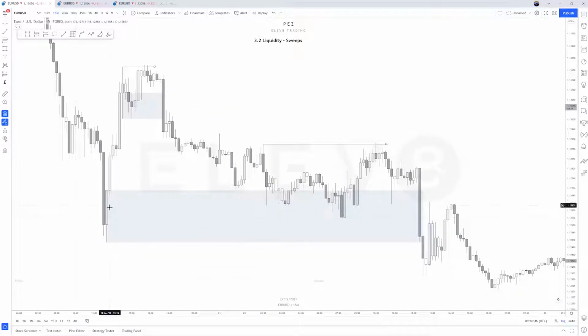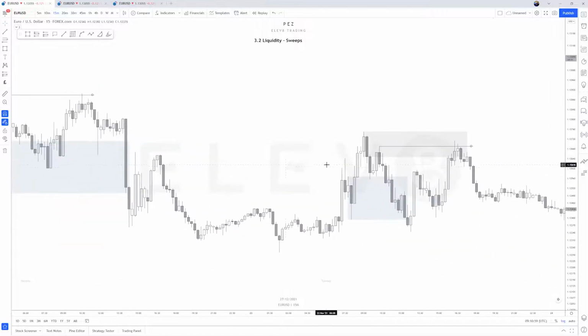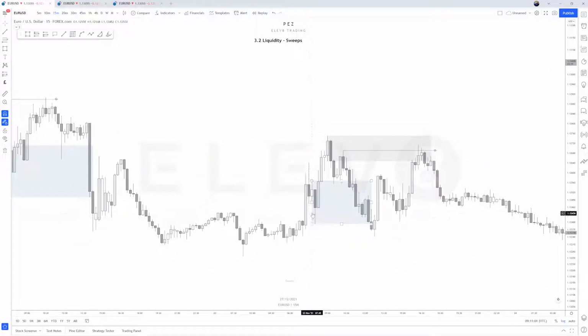And then we come into this demand, and you can see the first tap into this demand is here. And then the high that this tap in came from gets swept before price pushes down. And then here you can see we tap into this demand range, and then this high is created from this tap in, which then gets swept into the extreme here before pushing down.